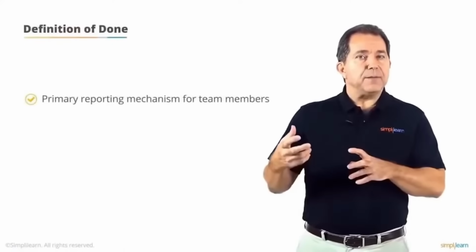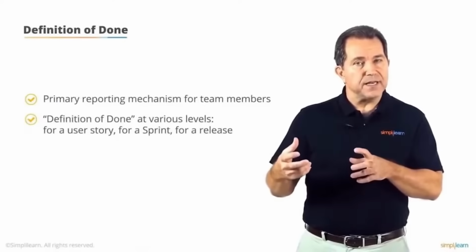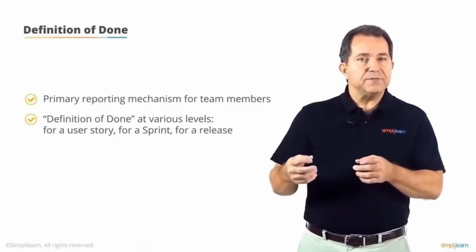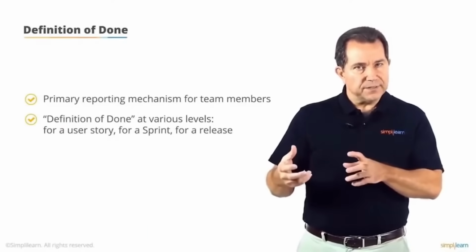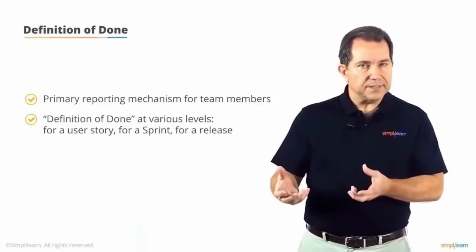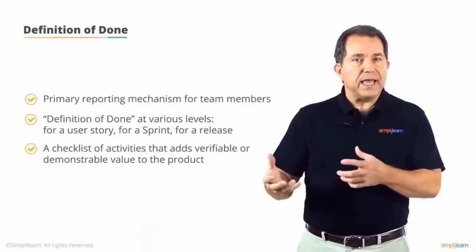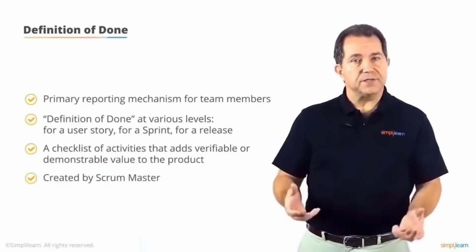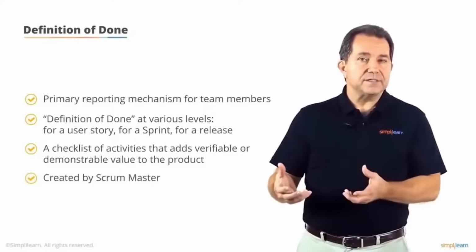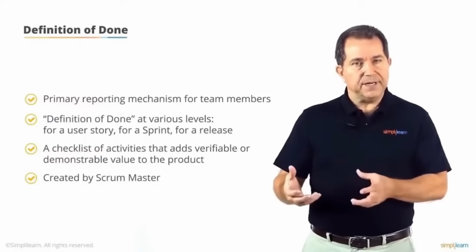The definition of done is an important artifact for a Scrum team. It is the primary reporting mechanism for team members, and there may be a different definition of done at various levels. Definition of done for a feature or user story, the definition of done for a sprint, and the definition of done for a release. It's really just a checklist of activities that add verifiable and demonstrable value to the product. It's created by the Scrum Master in consultation with the team. A sample list of the items for the definition of done criteria is given here.